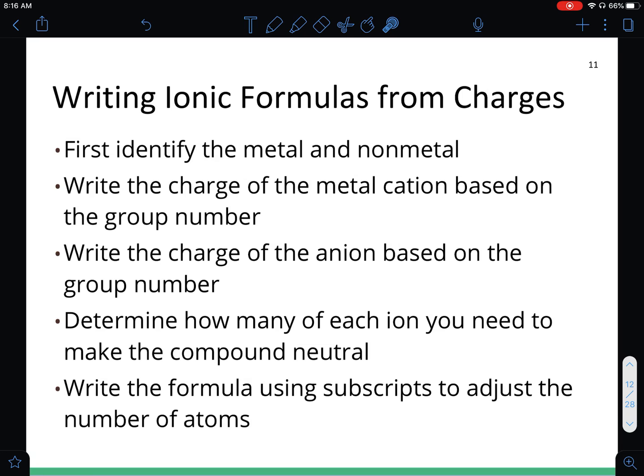All right, so how you write ionic formulas from their charges. Here are the steps. You first need to identify the name of the metal and the nonmetal. When you do this, look up to see what its charge is and what the chemical symbol is. The charge of the cation will be based on the group number, and the charge of the anion will also be based on the group number. You'll use the charges of each ion to determine how many of each you need to make a neutral compound. Then you'll write the formula by using the chemical symbols and using subscripts to adjust the number of atoms.